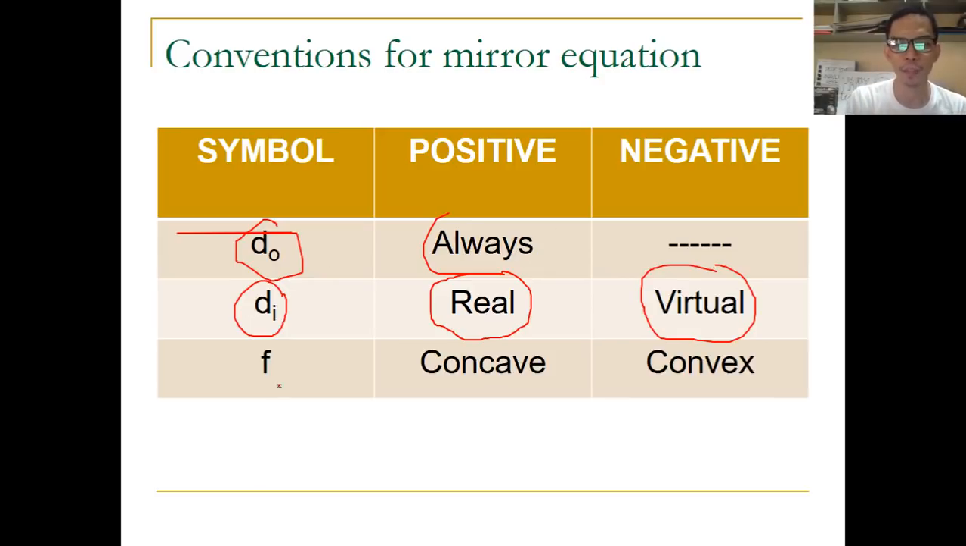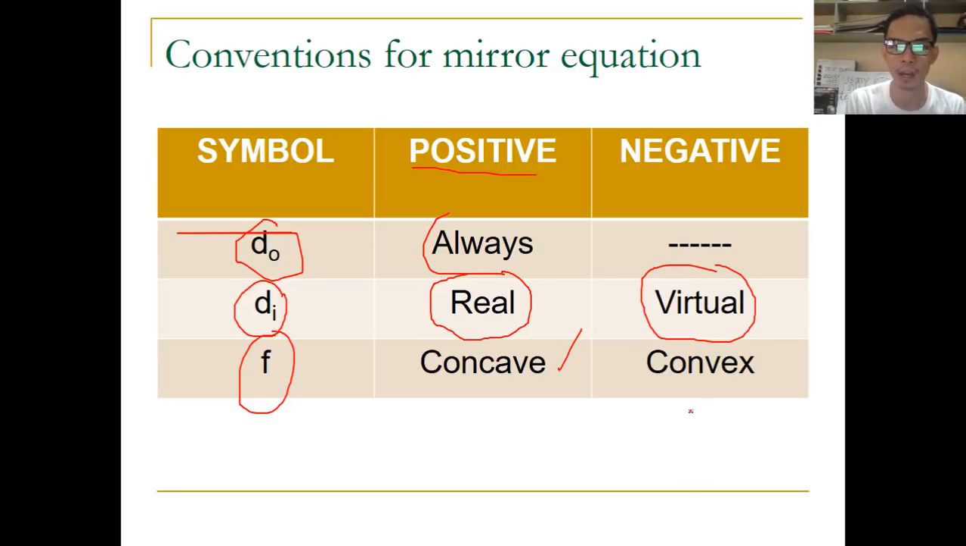Next one, if the focal length is positive, then that is a concave mirror. So in the problem, if you identify what kind of mirror is used, you might as well put the sign on that particular value that you have right there.